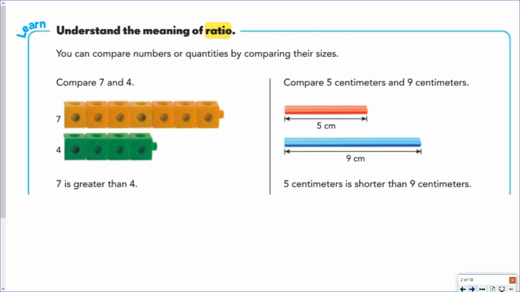And in our second example, compare 5 centimeters and 9 centimeters. So we have a red rod that is 5 centimeters long and a blue rod that is 9 centimeters long. So we could say that 5 centimeters is shorter than 9 centimeters. So again, comparing the values, and from these you would write inequalities.